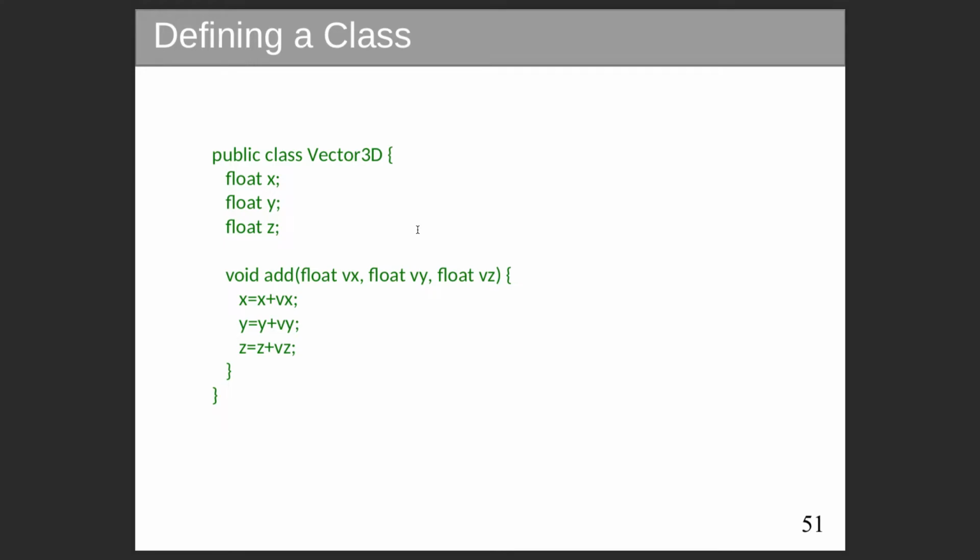So I've already shown you a class definition. You write public class vector3d. Public is an access modifier, which I will talk about later. Class is the keyword that says I'm defining a class. Vector3d is the name of the class. And objects of that class, when they're created, will have the type vector3d. Vector3d contains some state, those 3 values, and it contains some behavior, that add method.